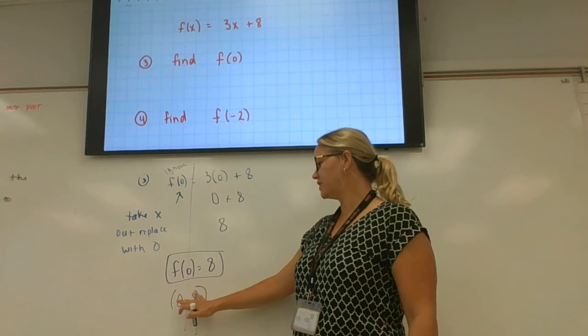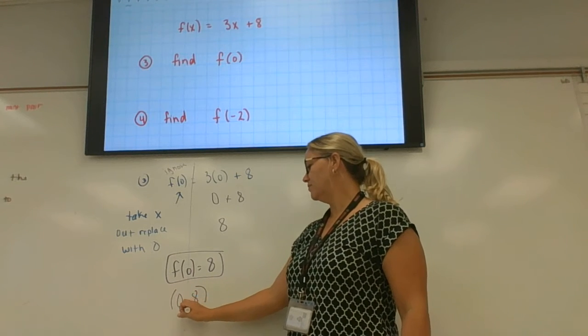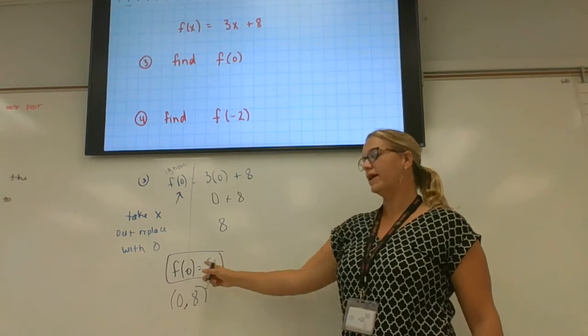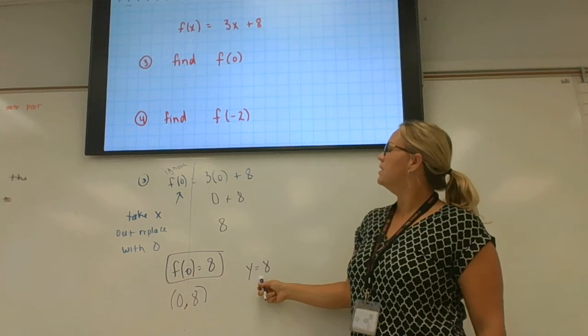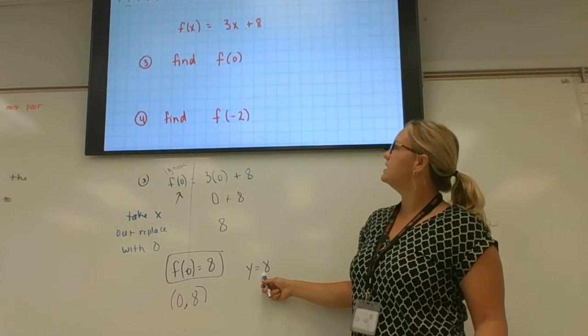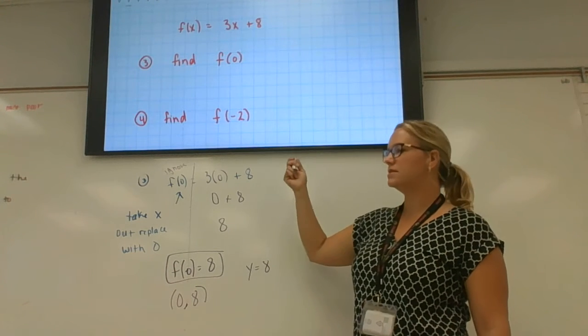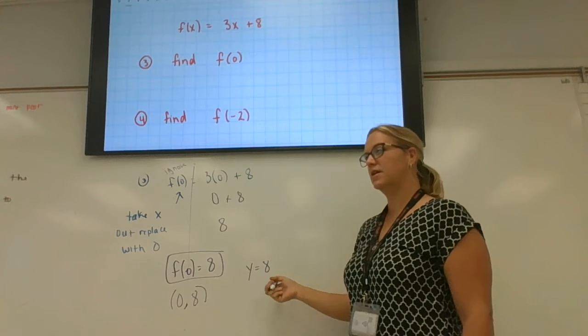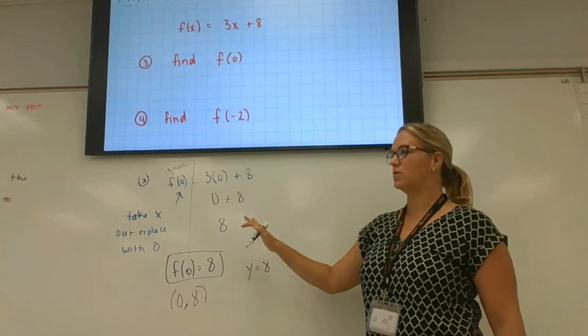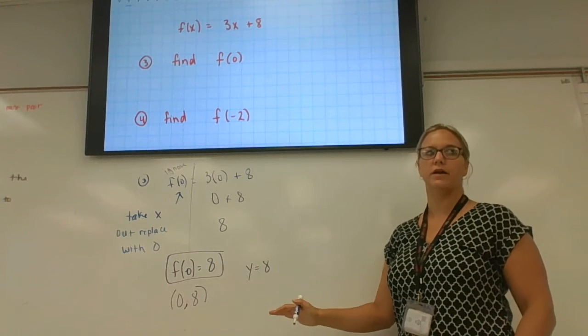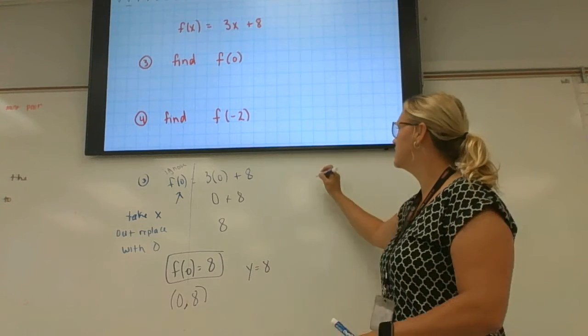Yes, so this function notation really could look like y equals 8, right? f of x and y, same thing. So what I could see here is that if x goes into this equation, 8 comes out. So the input is 0 and the output is 8. So these are actually ordered pairs on a line that we're finding as we're going through this.